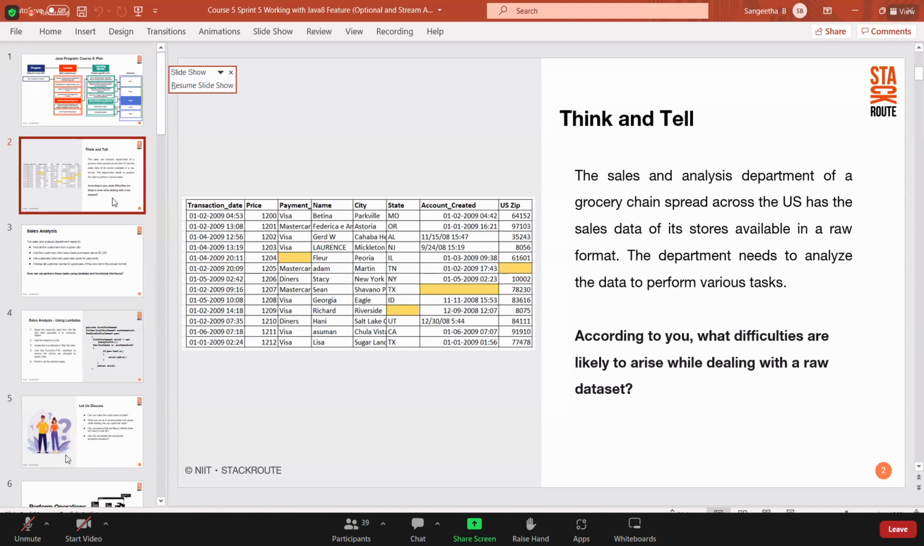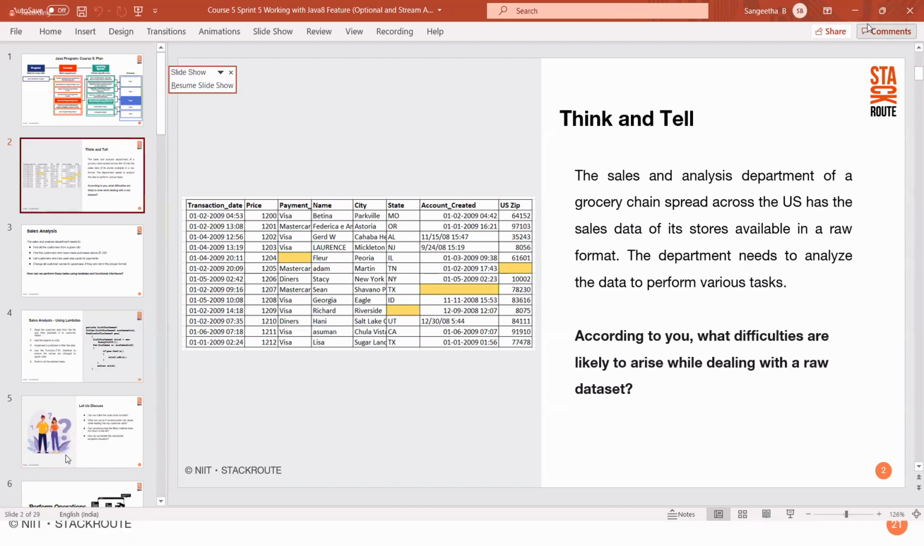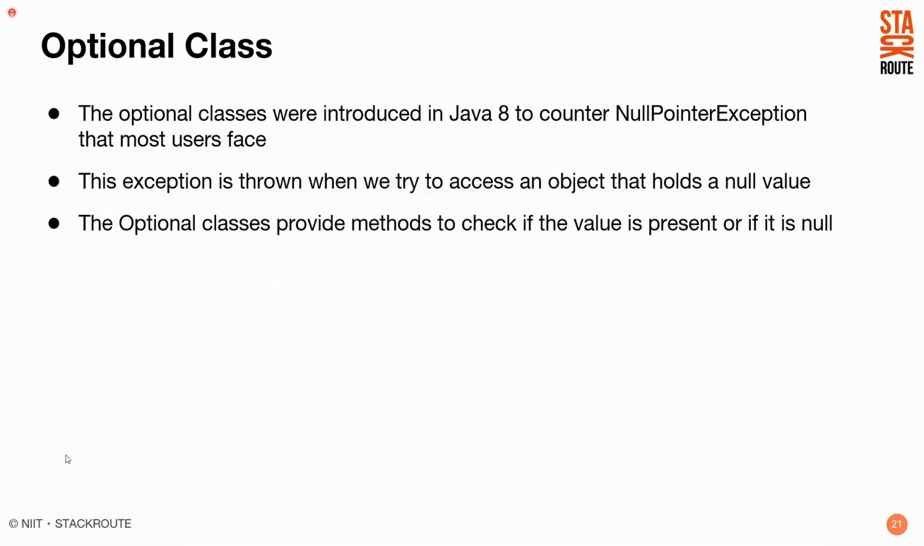so how to deal with these types of null to overcome null pointer exception? So we have the optional class. It's a class called Optional, which was introduced in Java 8 and later versions, to encounter null pointer exception when we are holding a collection of records with null values. The exception is thrown when we try to access an object holding a null value.